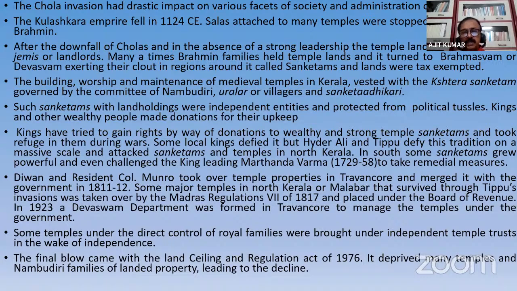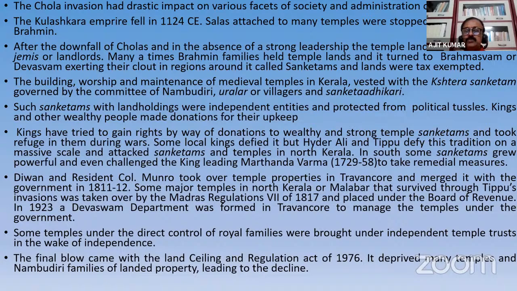They also exerted their power in the area close to the temples, which is known as Sanketams, and these lands also came to be exempted from tax during the period of the ruling kings. Building, worshipping, and maintenance of medieval temples in Kerala was vested with the Kshetra Sanketam, which was governed by a committee of Nambudiri, Uralar, and villagers, and a Sanketa Adhikari.